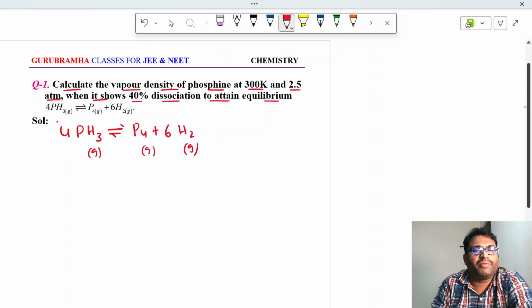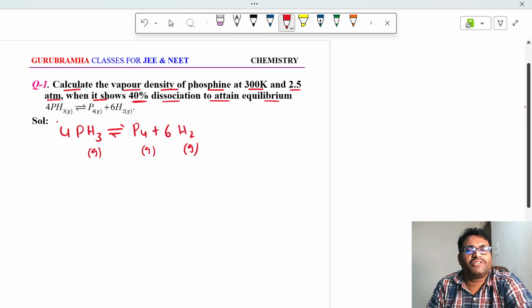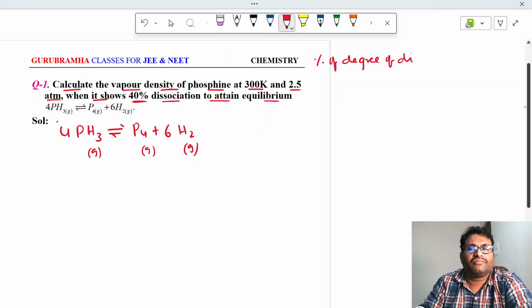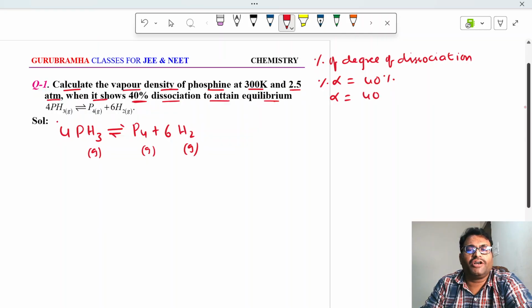So what is asked? Vapor density of phosphine when it is 40% dissociated. What is this 40%? Percentage of degree of dissociation. That means percentage of alpha is equal to 40%. If I want to know alpha, then what do I do? 40 by 100, that is equal to 0.4.